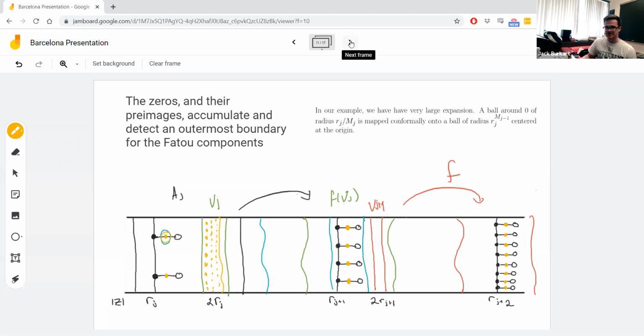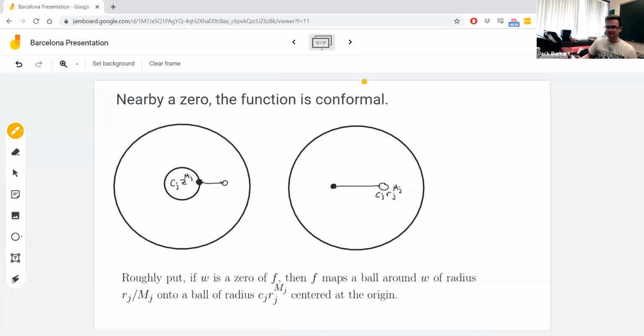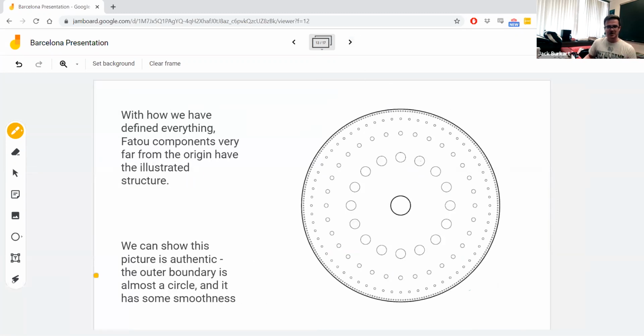And so that's enough drawing pictures right now. We can see the structure that we have right here. Now we can go back to the original round picture. With how we defined everything, the Fatou components almost have this exact structure.